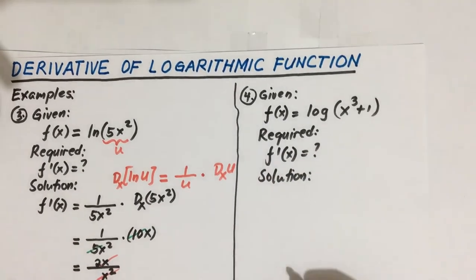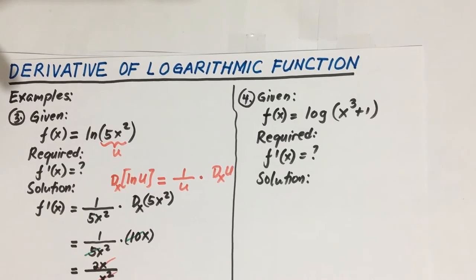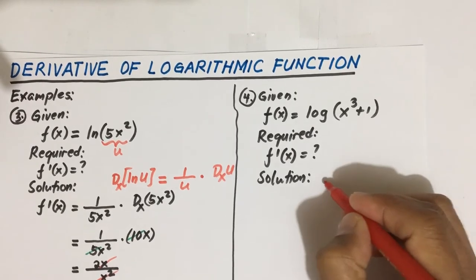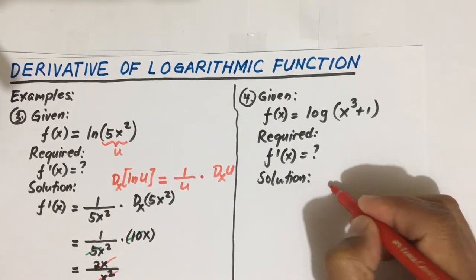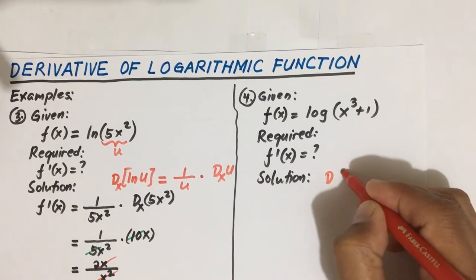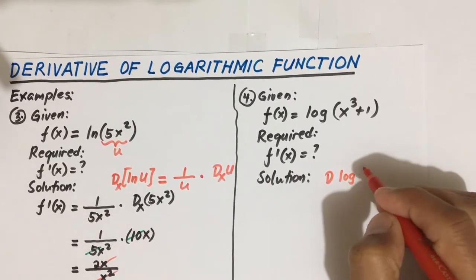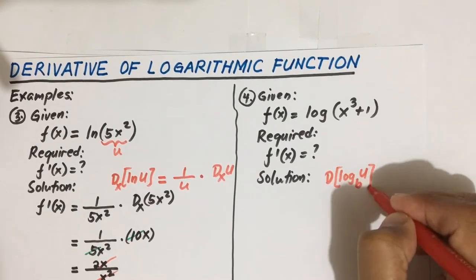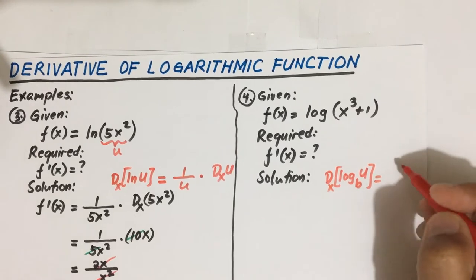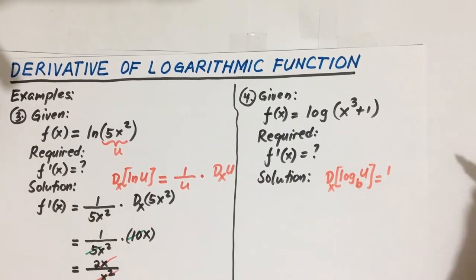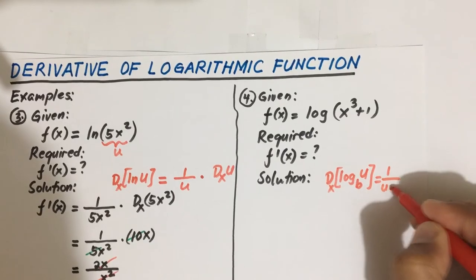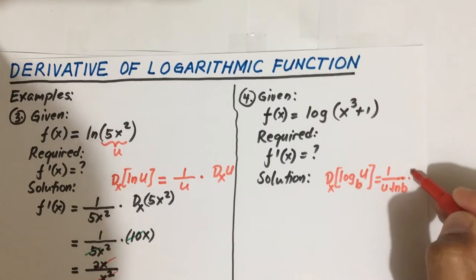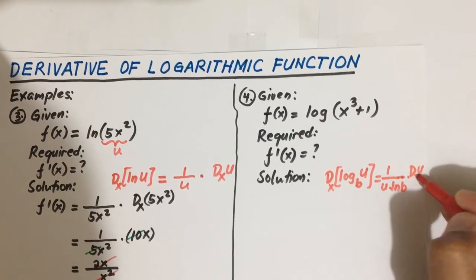So this time we are given the log, so we'll use the other formula. We have derivative of log of u to the base b with respect to x. So this is equal to 1 divided by u times ln b times derivative of u with respect to x.